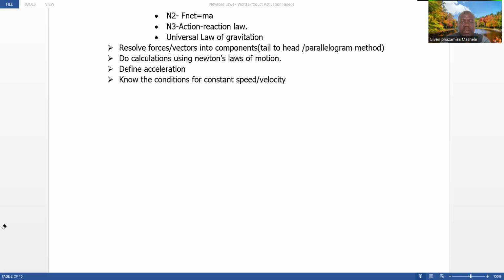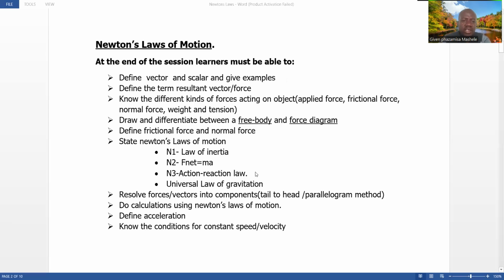Right, next one is the issue of defining what is a frictional force and normal force. We defined that. We went through the definition. Then now we have to look at Newton's laws of motion. And guys, this is very important. These are just free marks in the exam.